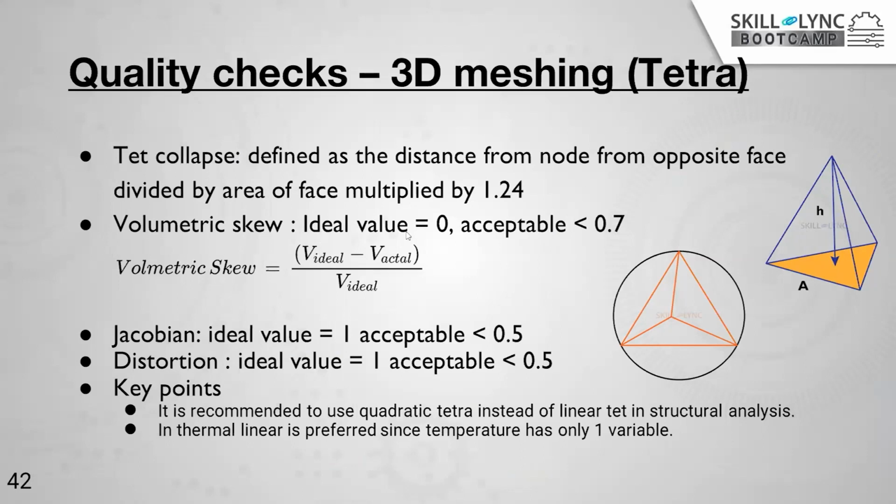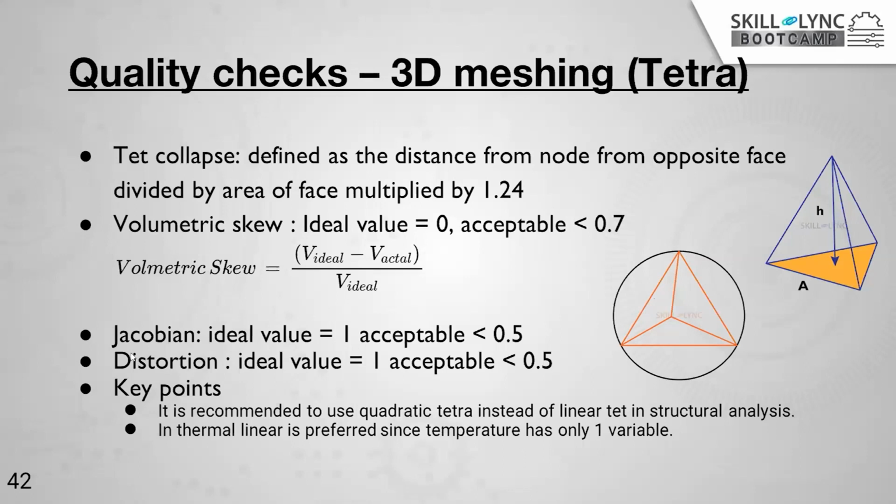Volumetric skew. Ideal shape is 0. Acceptable is less than 0.7. What does that mean? Suppose you take this TET element from the center and draw a sphere. All the points should be lying on the sphere curvature. If that's not the case, there is some skewness. The ideal value should be 1, meaning all the points lie on the curvature, but acceptable is less than 0.7.